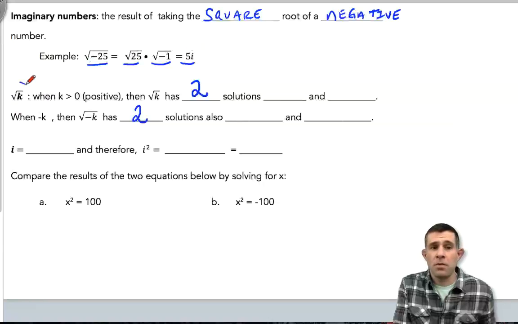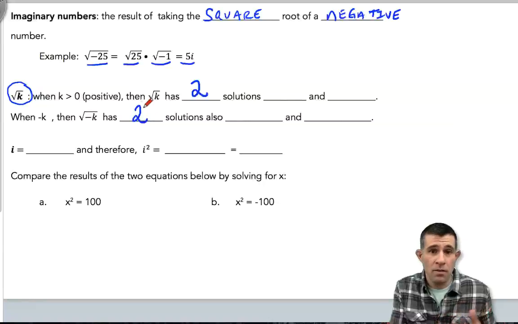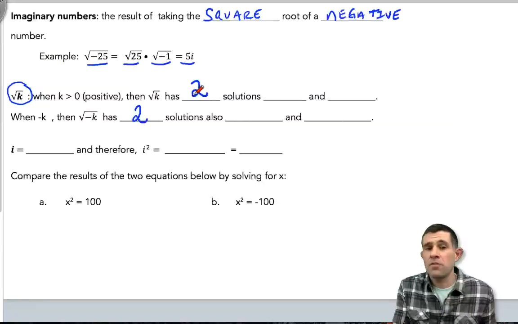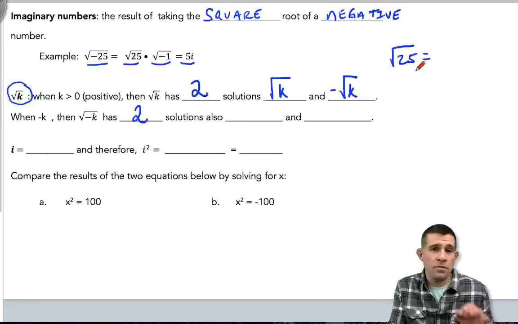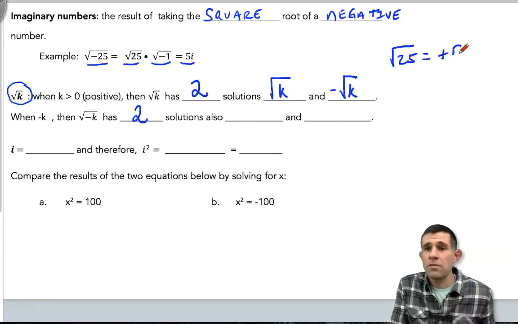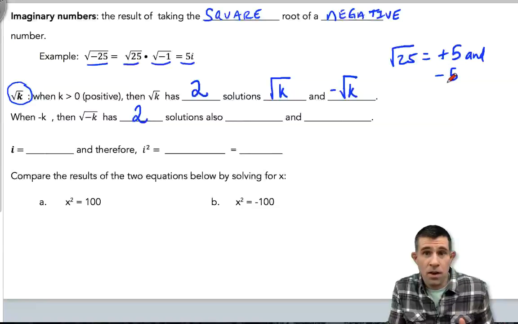So let's talk about square roots. Square root of k. When k is positive, so for example the square root of 25, we know that the square root of 25 has two solutions. It is both the positive square root of k, and the opposite of the square root of k. So let's just use that example again. If I take the square root of 25, I have two solutions, both positive 5 and negative 5. Because if I go back the opposite direction and I square them, if I square a positive 5, I'll end up with 25. And if I square a negative 5, I'll end up with 25.